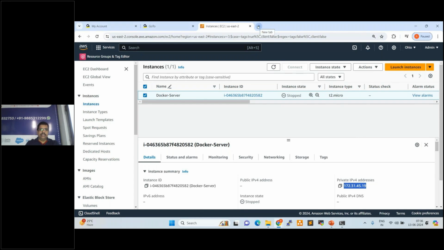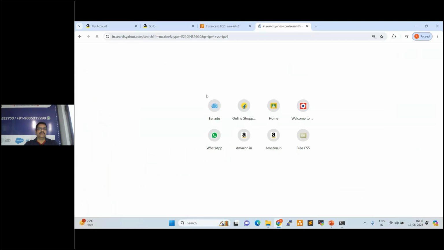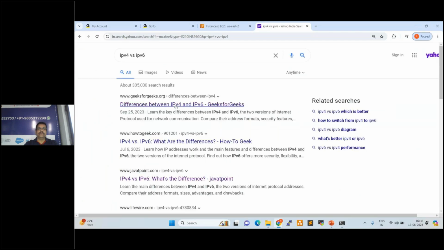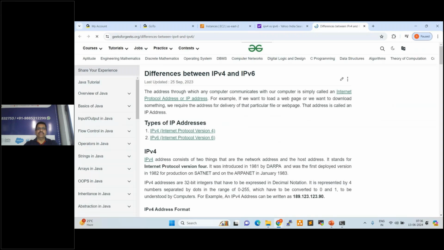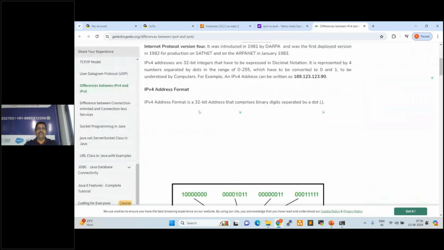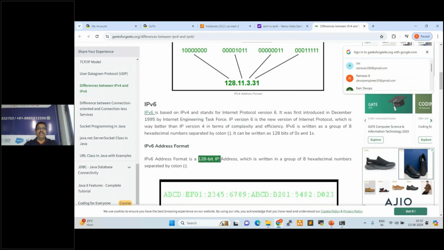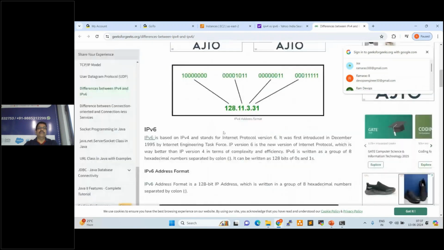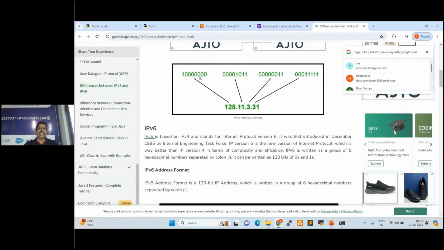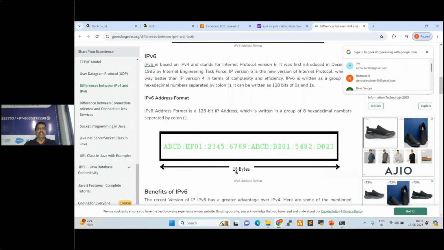So if you search here, IPv4 versus IP version 6, you will get some information here. See here, IP version 4 is the 32-bit address. IP version 6 is the 128-bit address. See here, IPv4 is having 4 octets. We are discussing, right? 4 octets. Each octet how many bits? 8 bits. 8 into 4, right? So here 32-bit address. IP version 6, 16 bytes are available here. That we will see at a later point of time. Don't need to worry about it. So here 128-bit address. You can see the differences here.